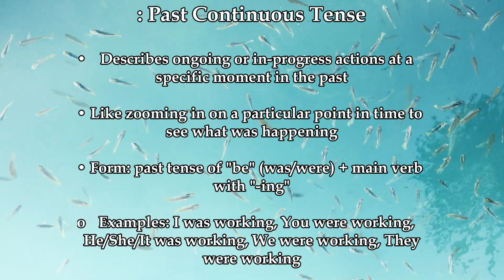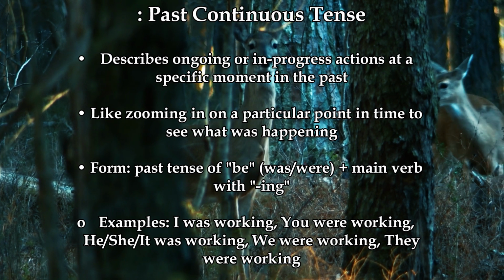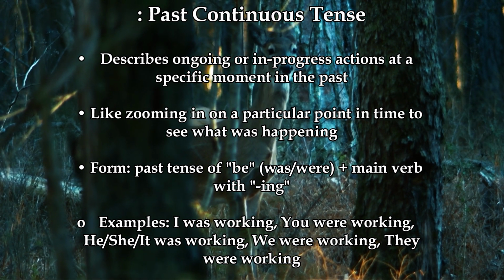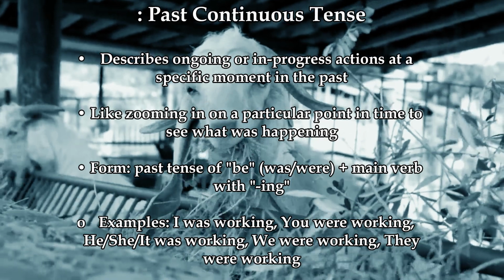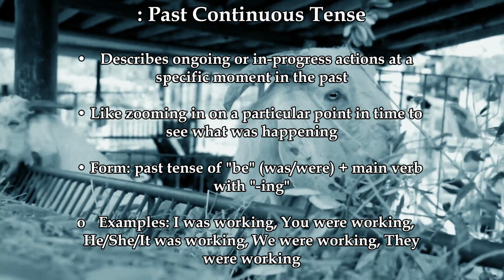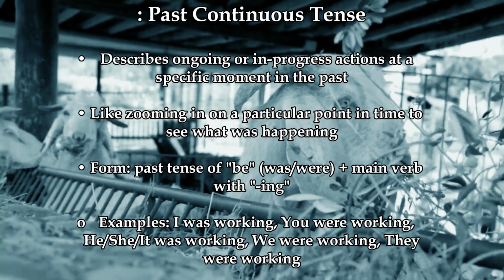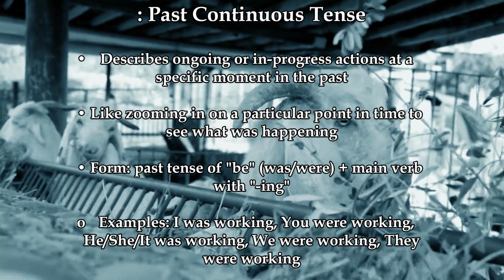To form the past continuous tense, you use the past tense of the helping verb be, was, were, and add -ing to the main verb. For example, I was working. You were working. He, she, it was working. We were working. They were working.